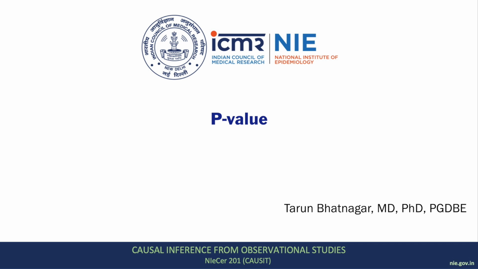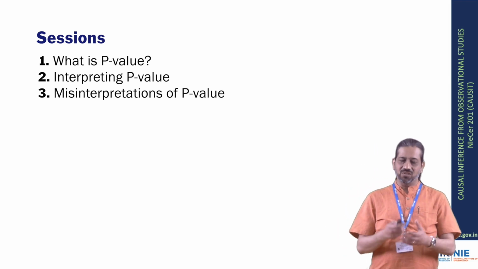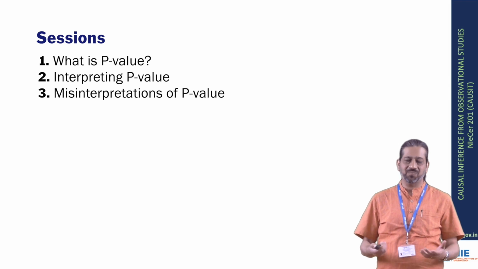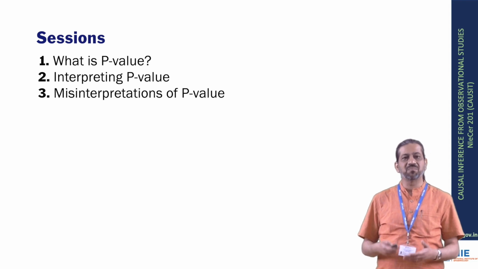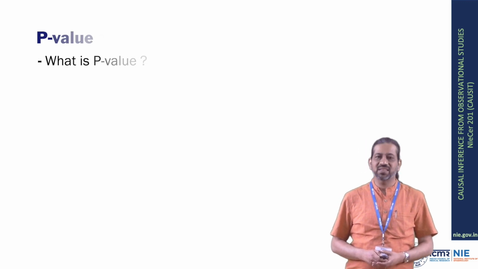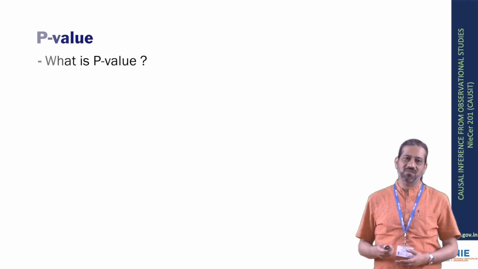In this session, we'll talk about famous p-values. I have divided this session into three parts. In the first part, I'll talk to you about what a p-value is. In the second part, we'll look at how we interpret p-values. And in the third part, very importantly, we look at some of the common misinterpretations of p-value that are found in literature. So let us go directly into the first part on what is a p-value.